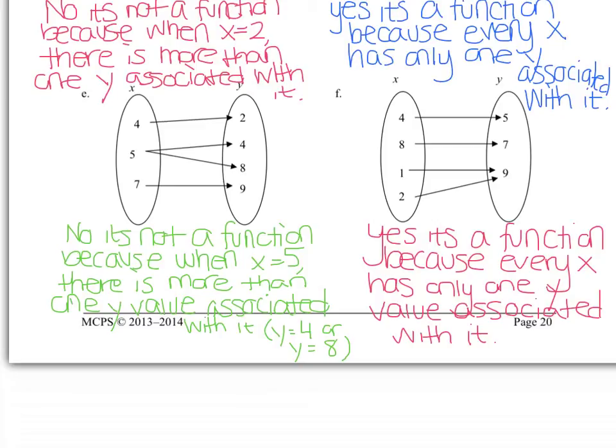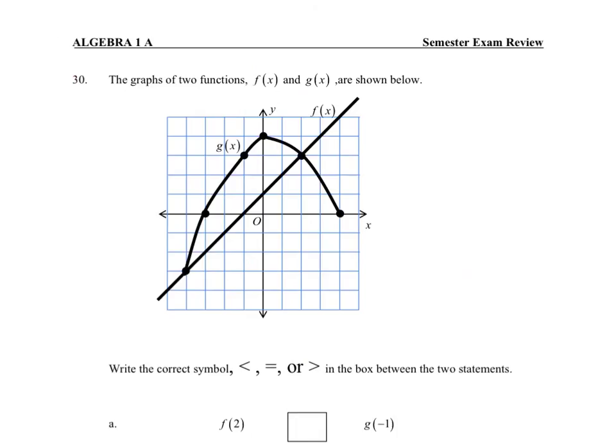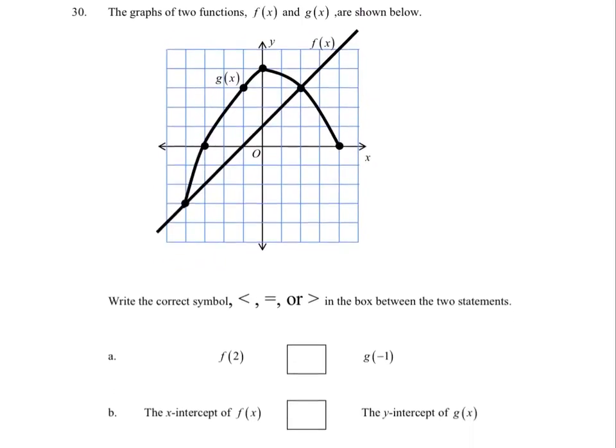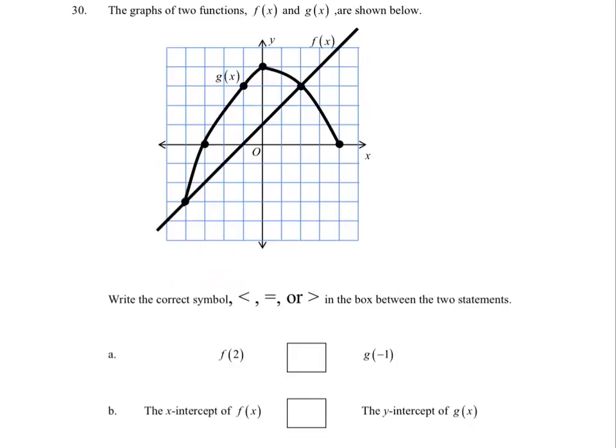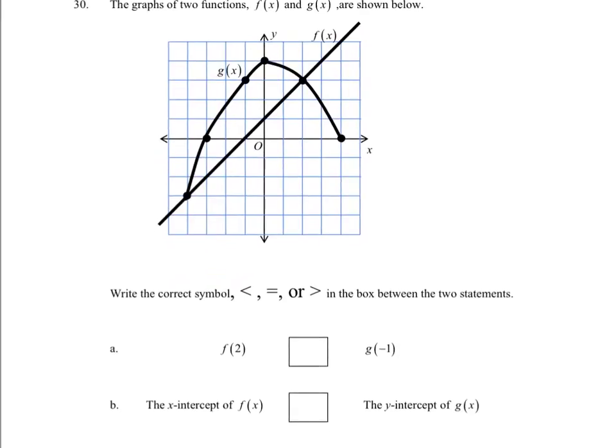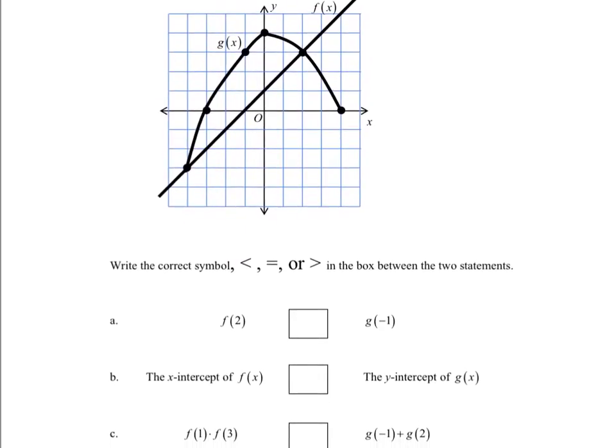And we are done. The graphs of two functions f of x and g of x are shown below. So we can see g of x is labeled with this curve and f of x is labeled with this line. What they want you to do is write the correct symbol, less than, equal, or greater than, in the box between the two statements. So let's look at the first one. F of 2 box g of negative 1.